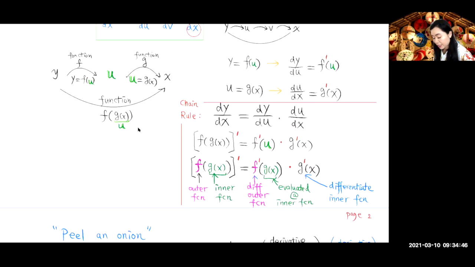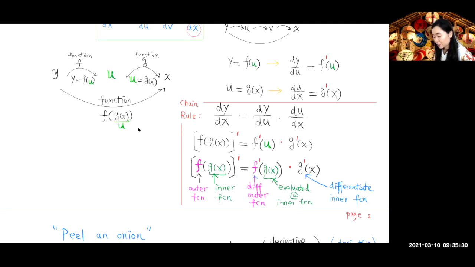Well, dy/dx over here is the derivative of this function f composed with g. So when you differentiate this function f composed with g, with f being the outer function and g being the inner function, then what do we get? Well, dy/du over here is the same as f prime of u, because y here is a function of u, f of u. So dy/du is f prime of u.